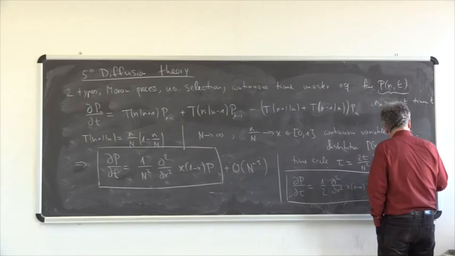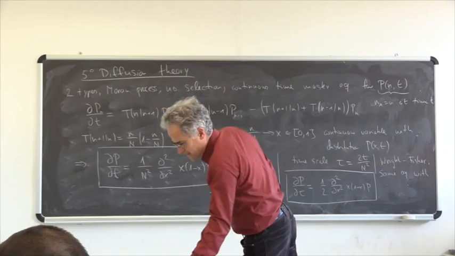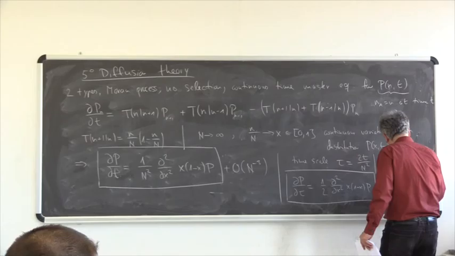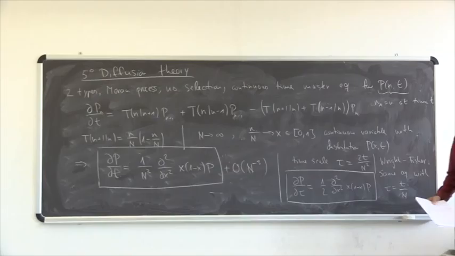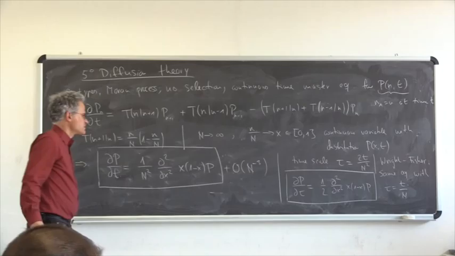The only thing that is different is the time scale. So the time scale is not n squared, but it's n, and the factor of 2 is missing. So the time scale of the Wright-Fisher model is just 2 over n. But apart from that, this is the same thing. So this is, I think, one reason why people like to work with these equations, because they are fairly universal.